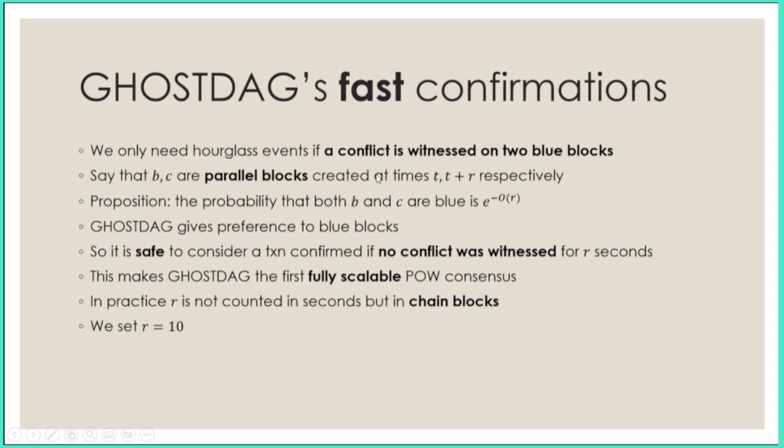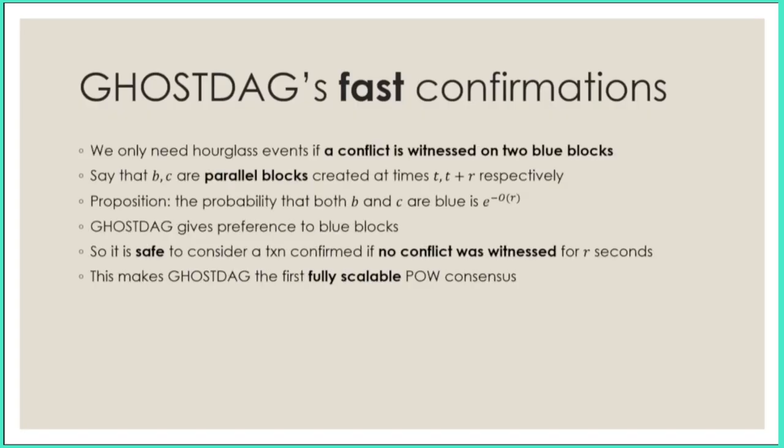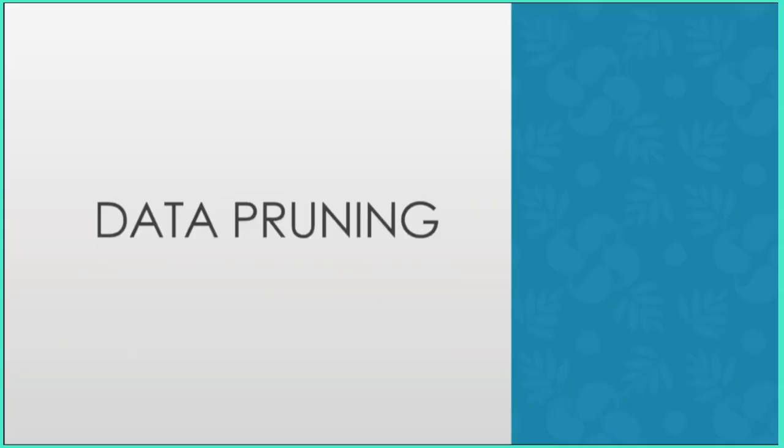Okay. So in practice, we look at R equals 10, as I said before. At this point, we are done with talking about Ghostdag as it appears in the paper, and we start to go into what I'd call uncharted territories. We're going to start talking about stuff that is less familiar and right now doesn't have good sources.